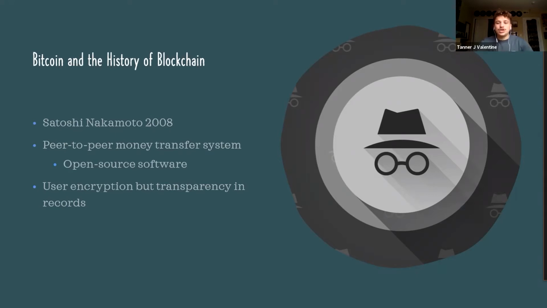To address the issues with databases at the time, Satoshi Nakamoto published a paper in 2008 about a peer-to-peer electronic cash system. They went on to launch Bitcoin in 2009 as open source software, allowing anyone to inspect, modify, enhance it, basically use it.